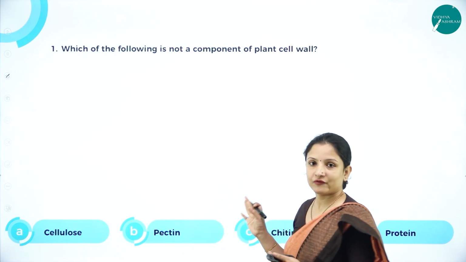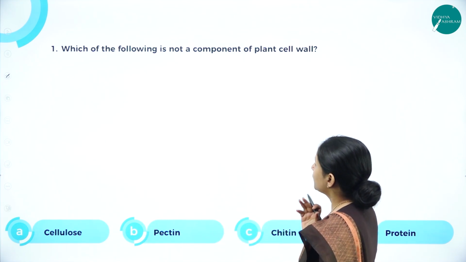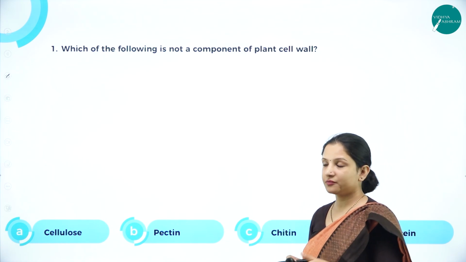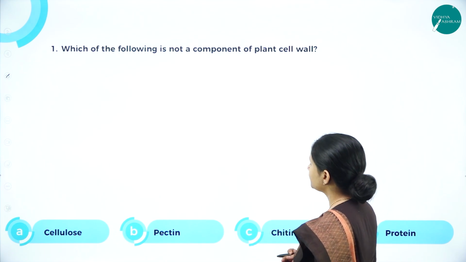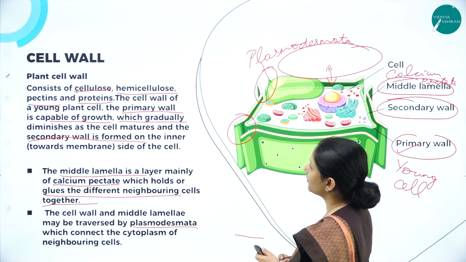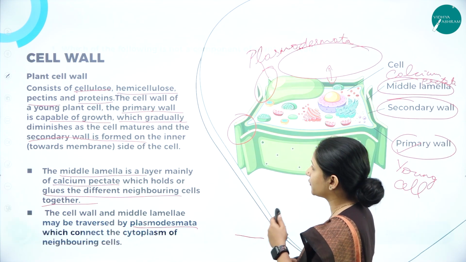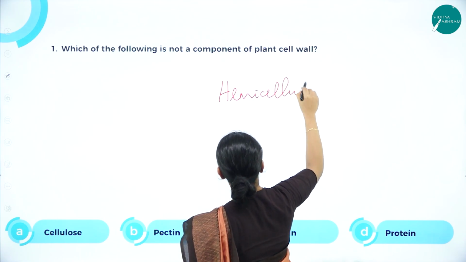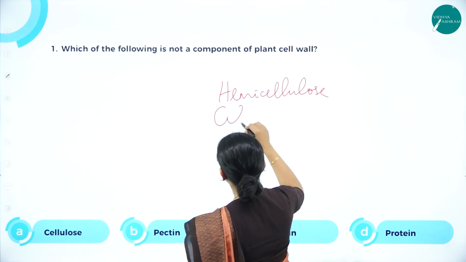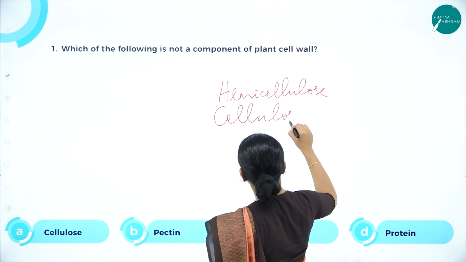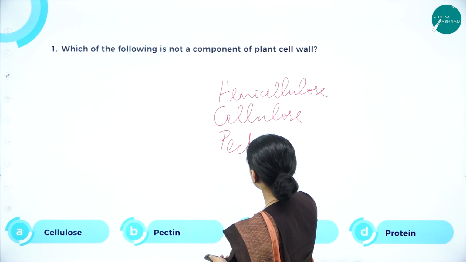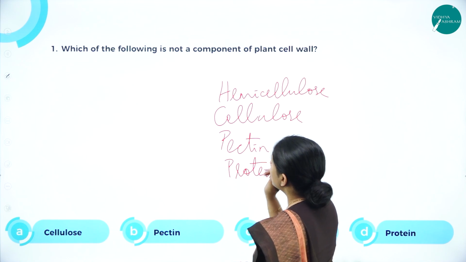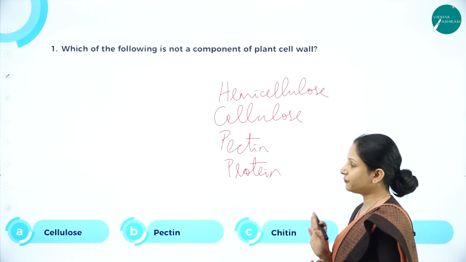So now we'll learn some of the MCQs under this particular topic. Which of the following is not a component of the plant cell wall? Let's just brush up. So we had learned, right? It is made up of cellulose, hemicellulose, pectins and proteins. Now we have to find out, in the given options, which of the following is not a component of the plant cell wall?